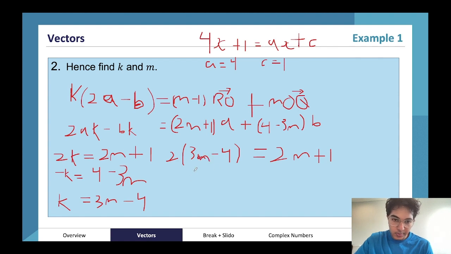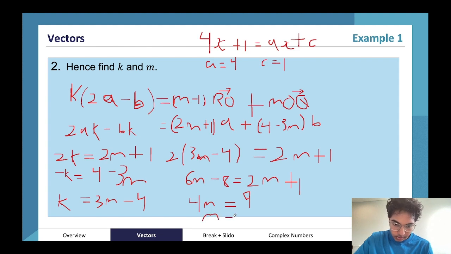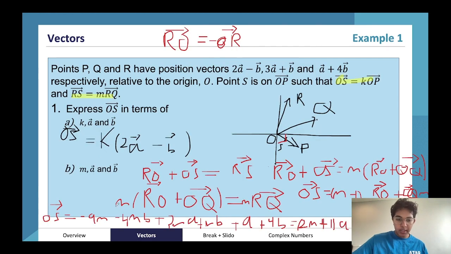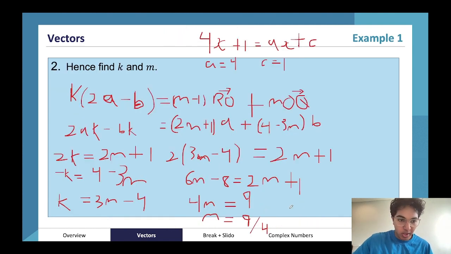That's an m though. So this is going to be 6m minus 8 is equal to 2m plus 1. And if I simplify this, it's going to be 6 minus 2, so that's 4m is equal to 9, and m is apparently equal to 9 over 4. I don't know if that's right. There's a chance it's not. It's actually a very high chance it's not, because maybe I made a mistake with my algebraic manipulation here, because that was all pretty rushed.